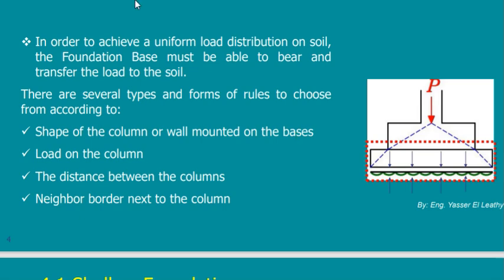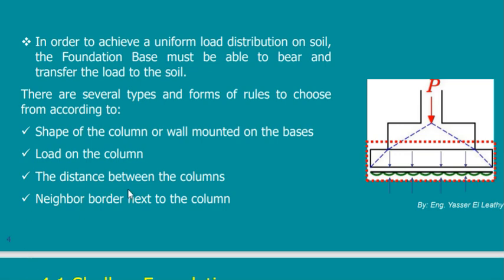So one of the important things is the shape of the column. I have to know the shape of the column or the wall, because I can do a foundation for a wall. It's the same. Load of the column, the distance between the columns, neighbor: is there a neighbor next to this column or not? Because this column may be at the end of the land, and next to me is a neighbor.